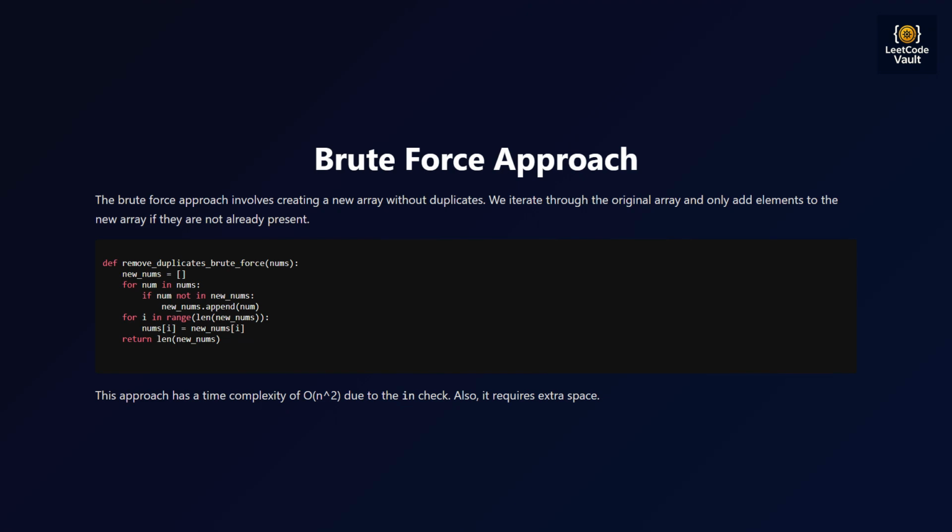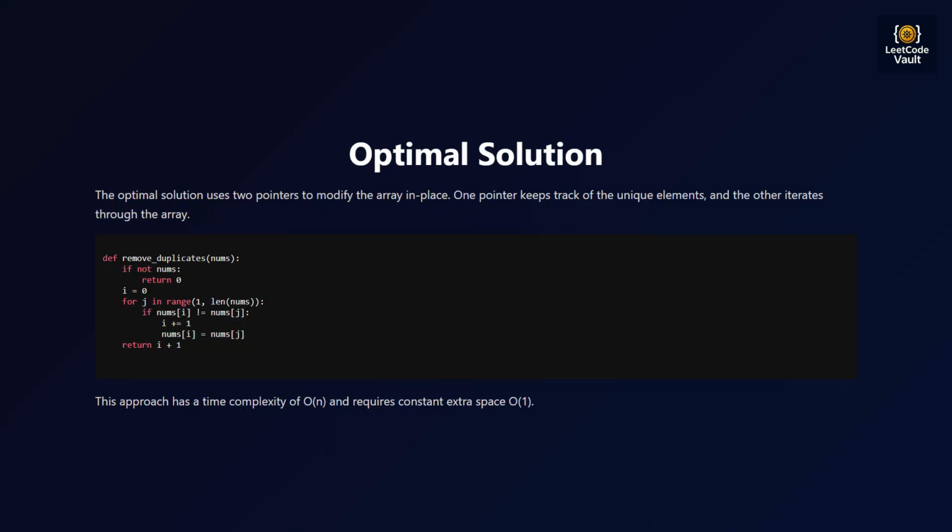Brute force approach. A naive approach might involve creating a new array, iterating through the original array, and only adding unique elements to the new array. This is simple to understand, but it's not in place, and it uses extra space. We could also use nested loops to compare each element with every other element, and then remove duplicate elements directly within the original array. But this brute force approach would lead to a time complexity of O of n squared, which is not efficient for larger input sizes. It's perfectly acceptable for small data sets, but imagine running this on an array with millions of elements. It'll take forever. So let's explore a much more efficient solution.